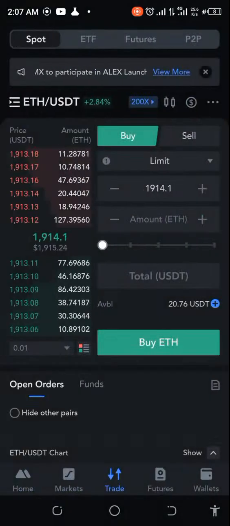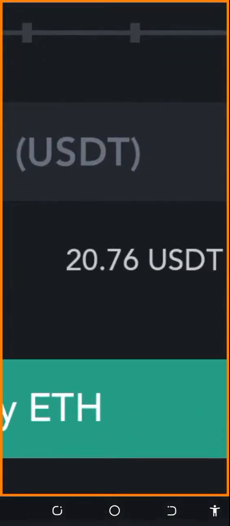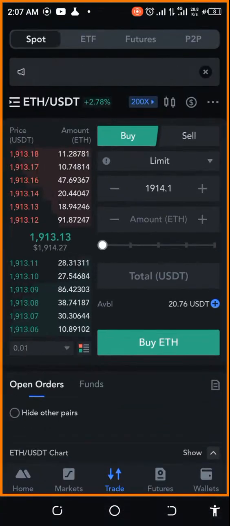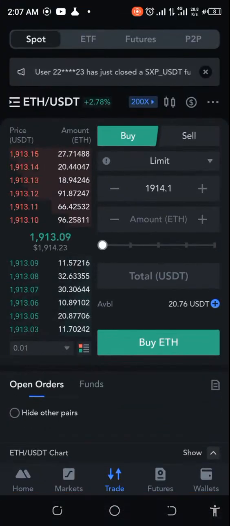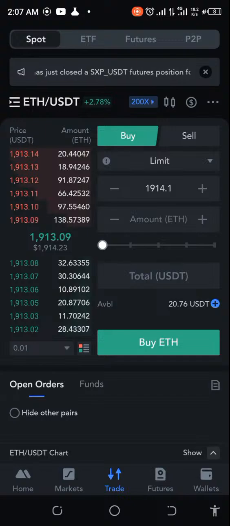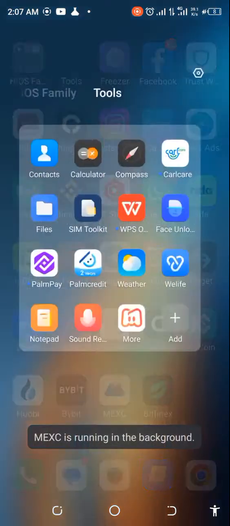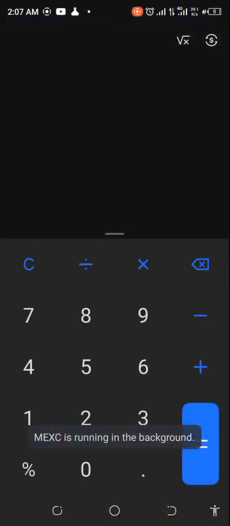Let's check what we have. Can you see that we have 20.76 USDT? That means, because don't forget that we started out with 20.60, even though it only picked up 20.59. So let's just go to our calculator and do the mathematics.